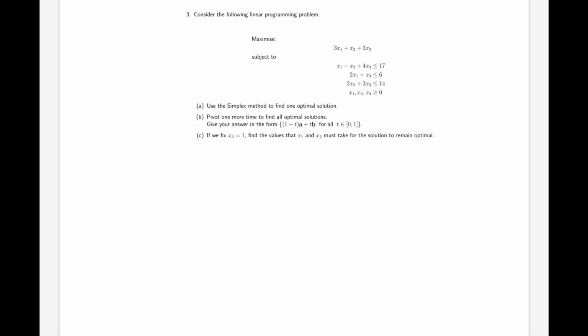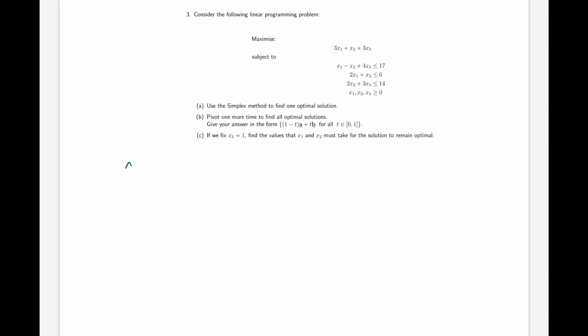variables are non-negative. First, use the simplex method to find one optimal solution. Then pivot one more time to find all optimal solutions and give your answer in a particular form. So there must be non-unique solutions here. And see, if we fix x3 is equal to 1, find the values x1 and x2 must take for the solution to remain optimal. Okay, first let's write this in standard form.